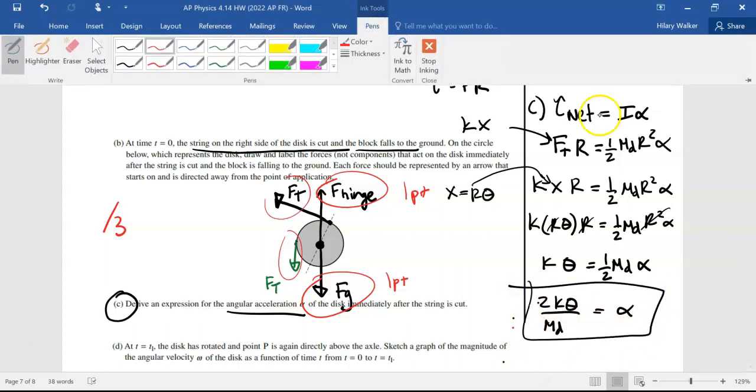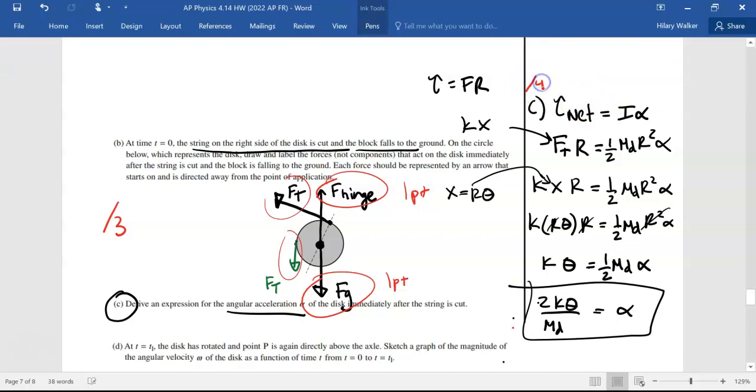Let's go ahead and go through the rubric for this one. For the rubric, this is actually out of 4 points. So you get 1 point for writing down the equation, tau net equals I alpha. You get 1 point for correctly identifying what causes the torque, which is force of tension, so that's another point. You get 1 point for correctly calculating Ft, which is just due to spring force, which is Kx.